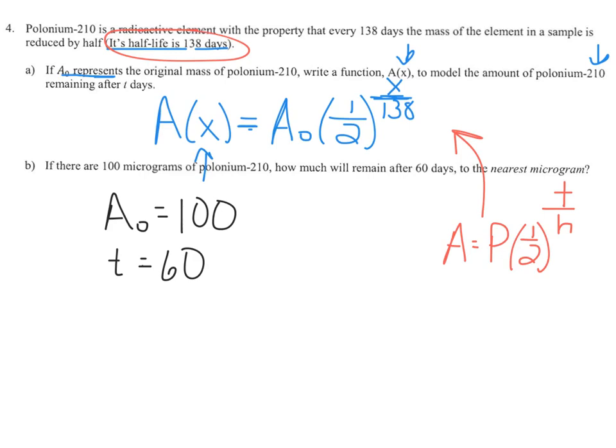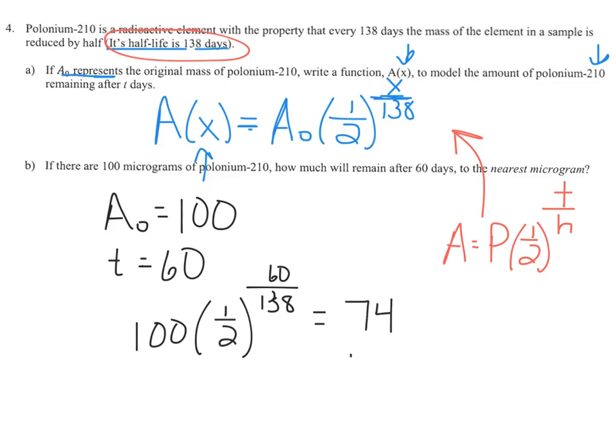So plugging those numbers in, I have 100 times 1/2 to the 60 over 138, which when I type it in my calculator to the nearest microgram is 74 micrograms. That should make sense because I do expect more than half of it to be left because we haven't reached the half-life. The 60 is less than the half-life.